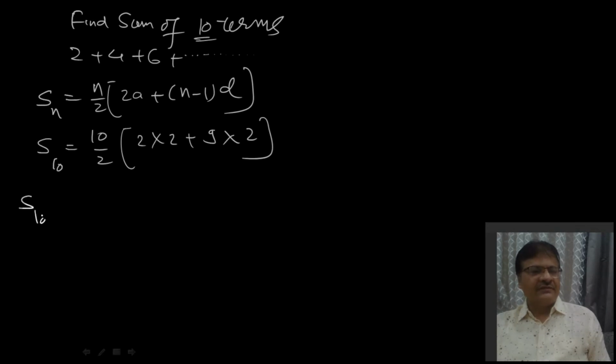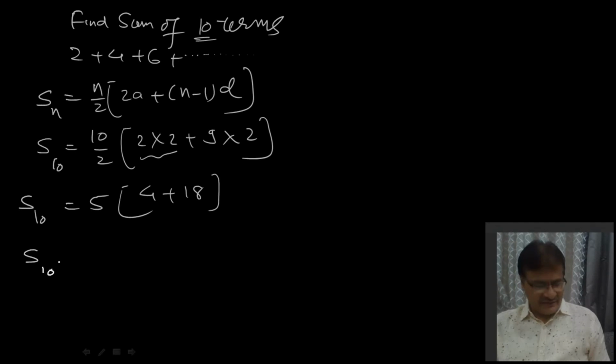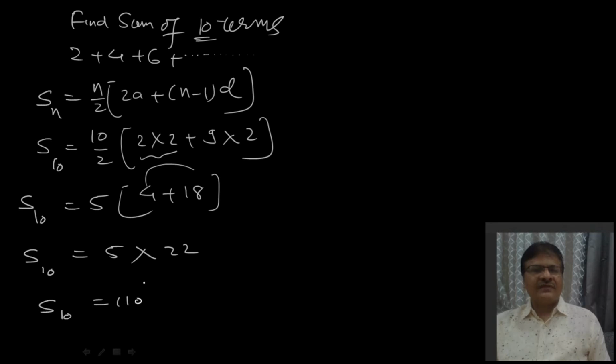So S10 equal to 10 by 2 is 5. 2 2s are 4 plus 9 2s are 18. So S10 equal to 5 into 18 plus 4, 22. 22 5s are 110. That is my answer. So the sum of the first 10 terms of the series is 110. Is that clear?